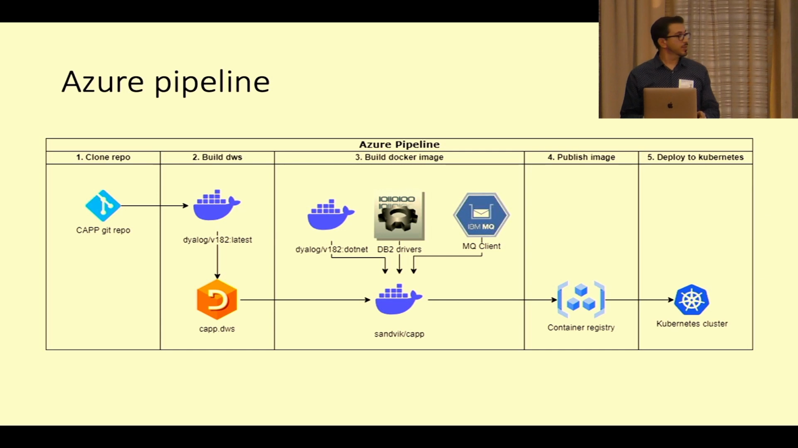And just to give you a visual of that, the pipeline is essentially 4 or 5 steps where it downloads the source code from Git. It runs the Dyalog container image, and using the source code, it generates a workspace. And then in the third step, we create our own Sandvik CAP image based on the .NET version of the Dyalog image, adding the components that are required for that specific service, and push it to the registry in the fourth step. And as you can see, in the end that image is then ready to be run and deployed.